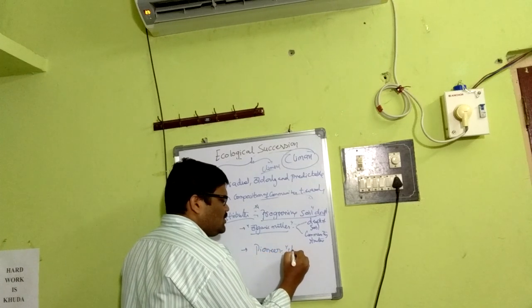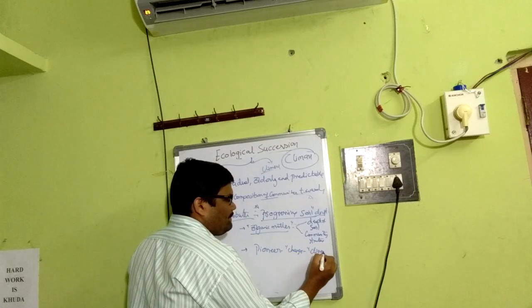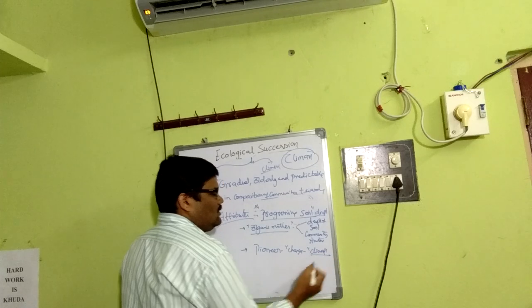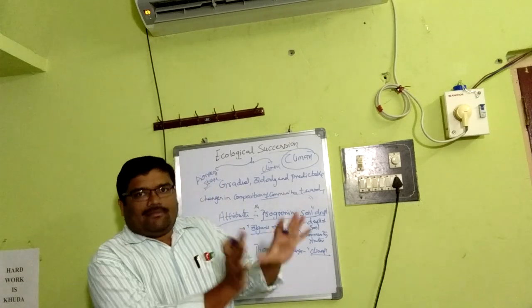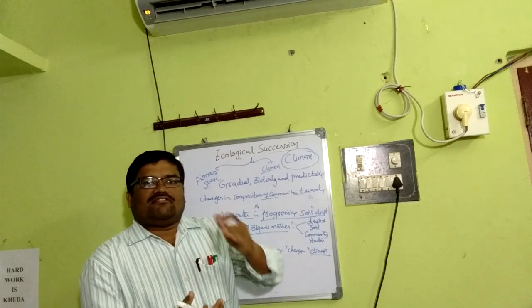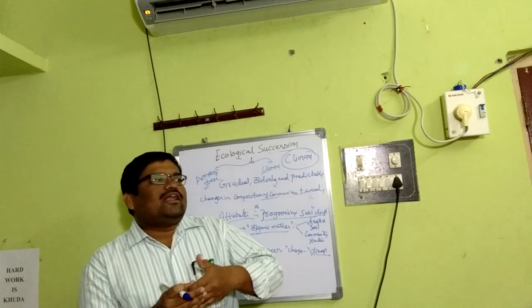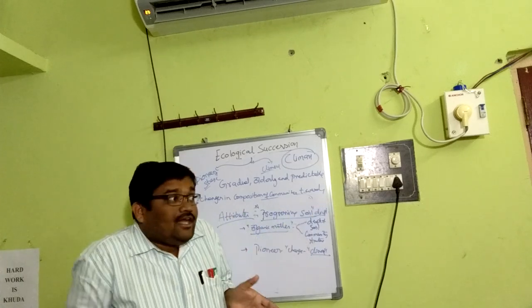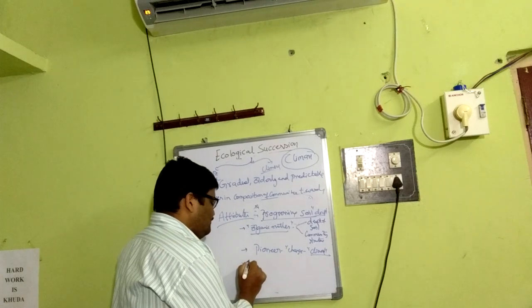pioneer population changes until the climax stage. That means the pioneer population change drives towards the climax change. That is very important, you know. For example, the best will survive and the worst will perish away. Likewise, it will happen in a successive fashion later on. It drives towards the climax stage. That means the relative stability is increased.